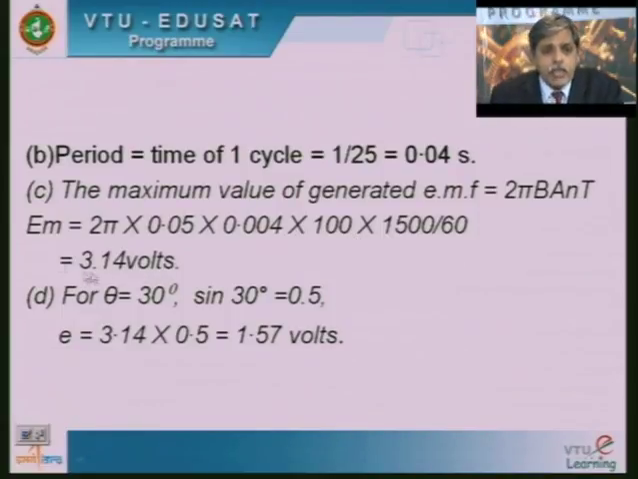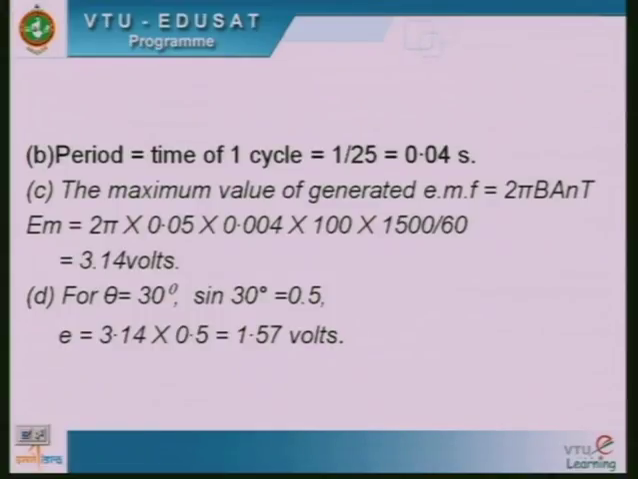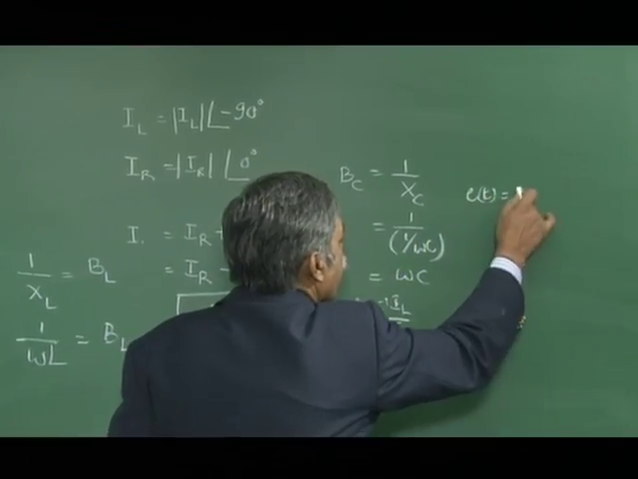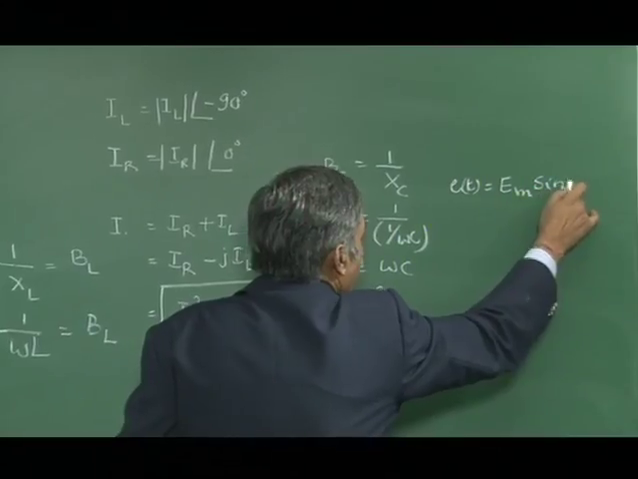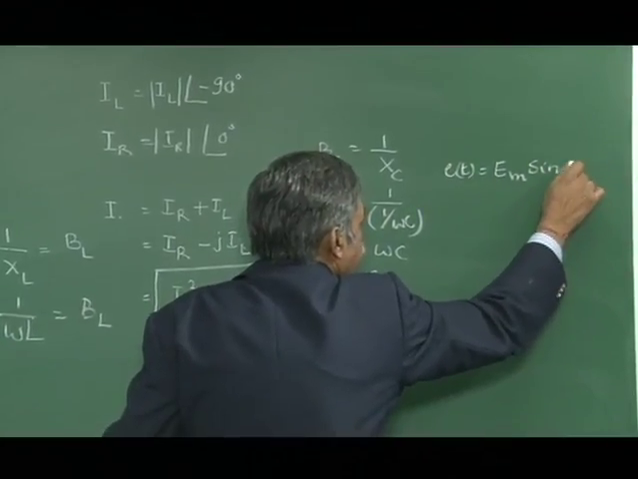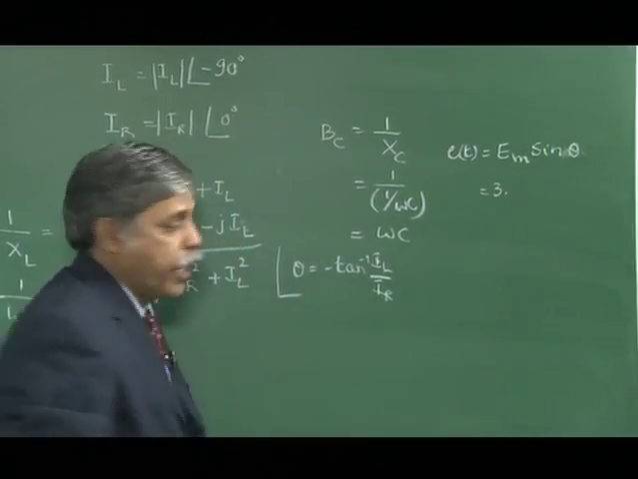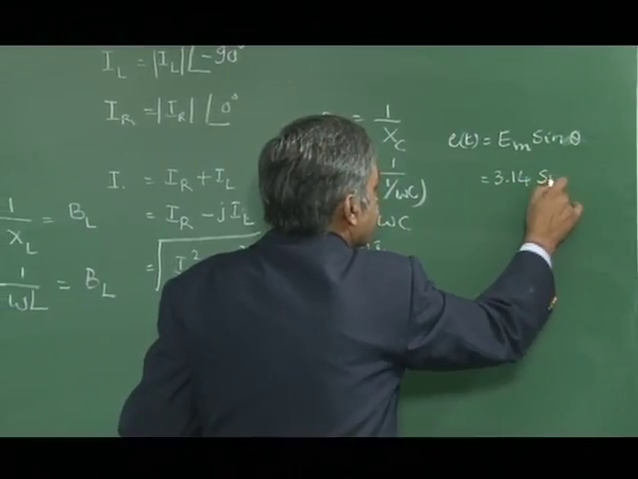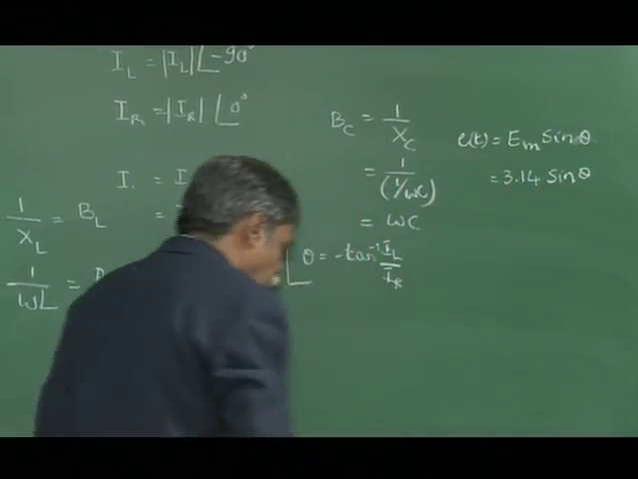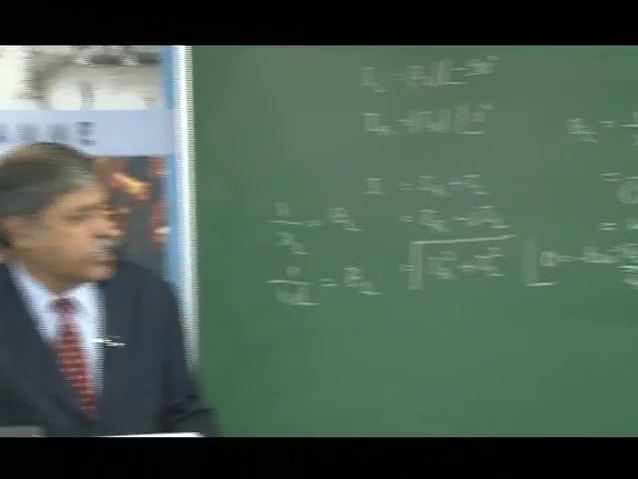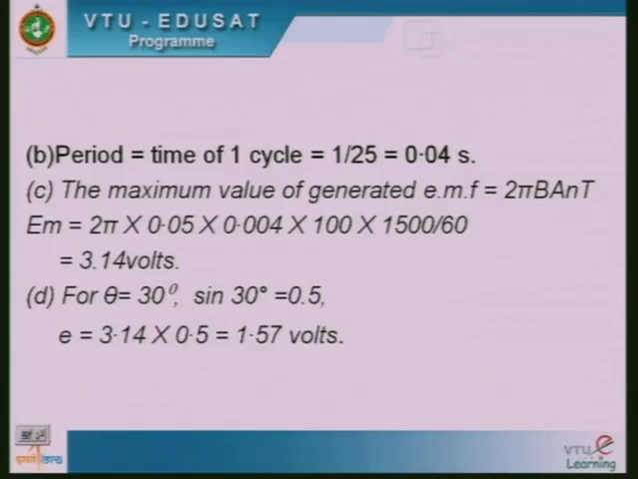Now this is the maximum value of the voltage induced. If you try to calculate the expression for the instantaneous voltage, when the coil is rotated by an angle of theta, the instantaneous value e of t is equal to Em sin omega t, or sin theta. The maximum value I have is 3.14 volts, so 3.14 sin theta. Given any angular position of the coil, if I substitute the value of the angle, I will get the value of the instantaneous voltage.